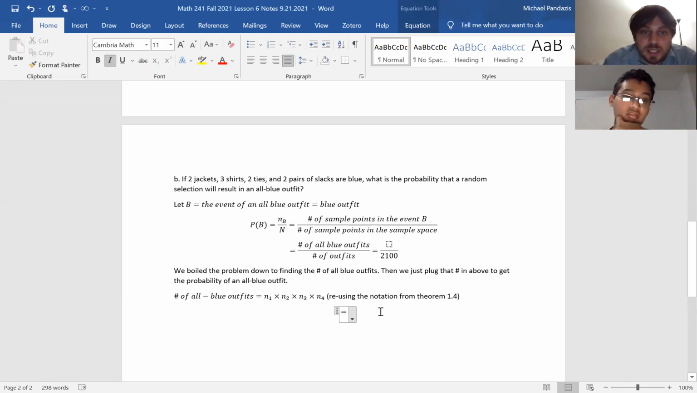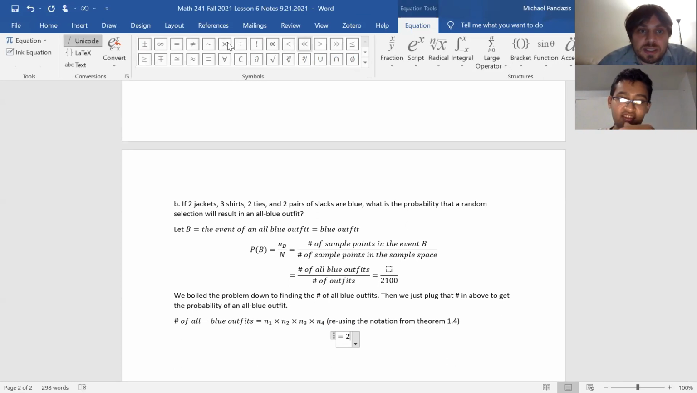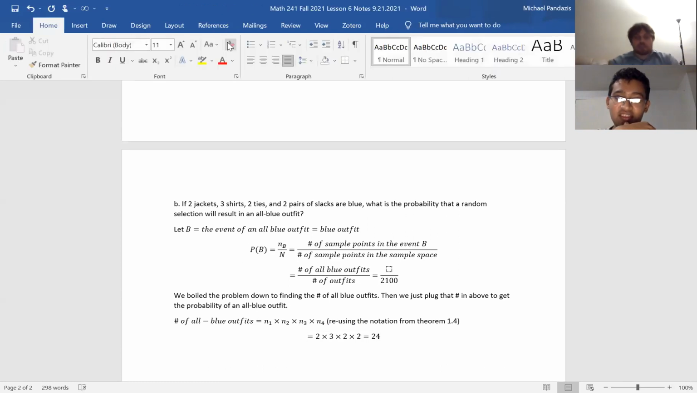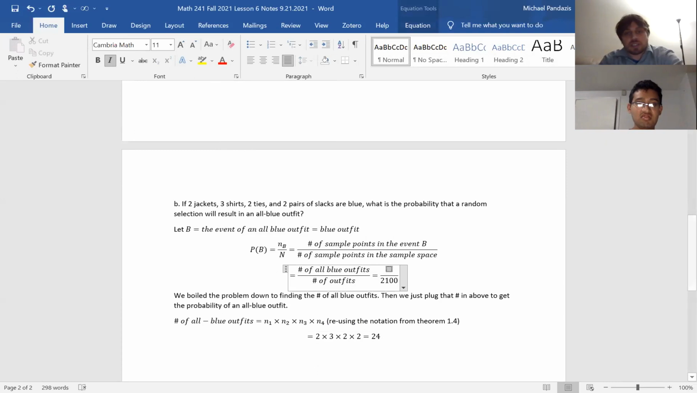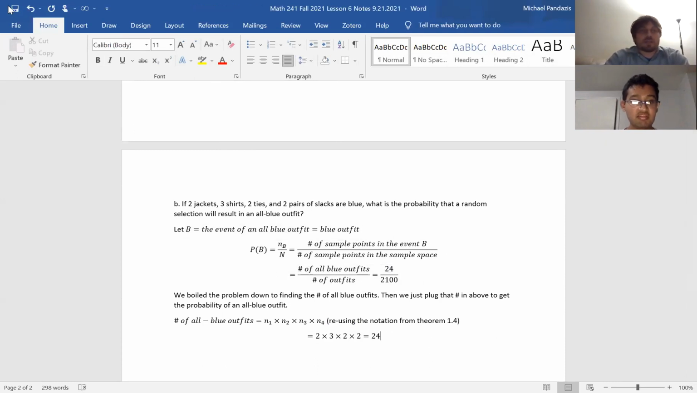Okay, so this is 2 times 3 times 2 times 2. And so that's equal to 24. Right? Okay, so that's what Kashan said. So there are 24 all blue outfits. And so you just put that in the numerator. And so it's 24 divided by 2100.